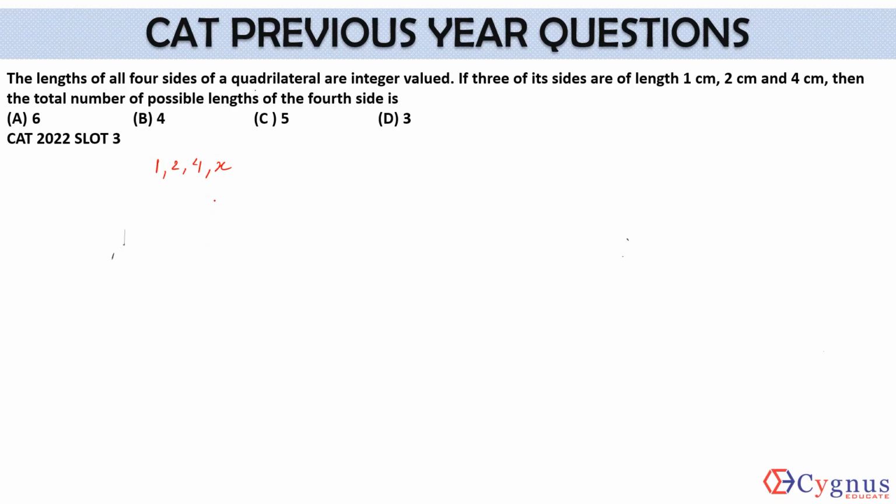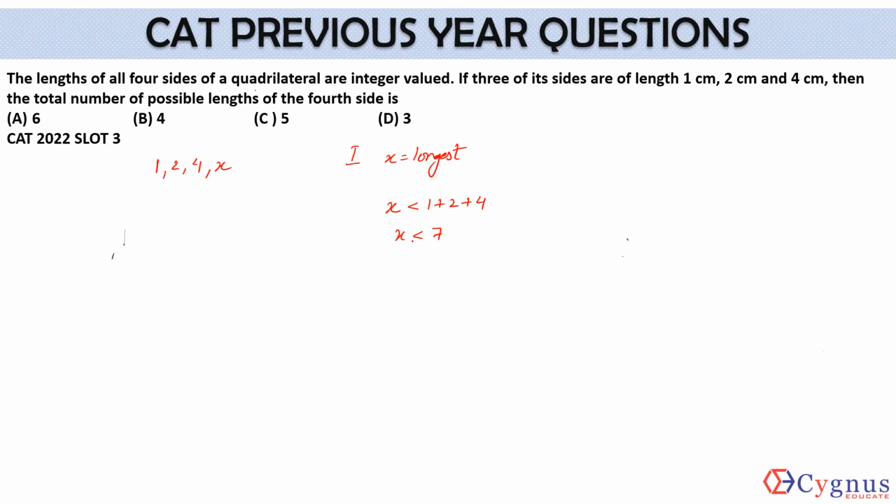Now, there's a property for a polygon which says that the length of the longest side of a polygon is always less than the sum of the other sides of a polygon. So I don't know if x is the longest one or not. So let's make case number one when x is the longest side. Fine. So I can say that x should be less than the sum of the other three sides. That is, x has to be less than 7.